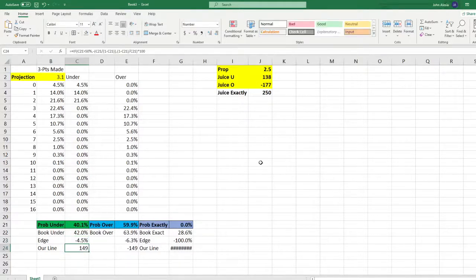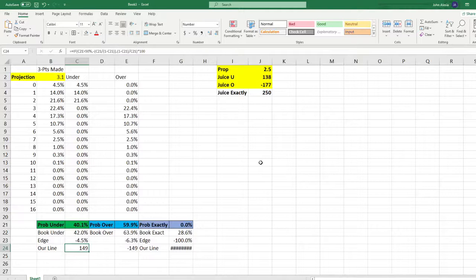I also set up a calculation for what our line would be. Now, a fair line is always going to be equal with no spread. What I mean by that is, you'll see here, we've got plus 149 on the under and minus 149 on the over. The over is a favorite here to hit because our projection is 3.1 with a prop of 2.5. But because we're not taking a spread in our world, we're looking for a fair line.